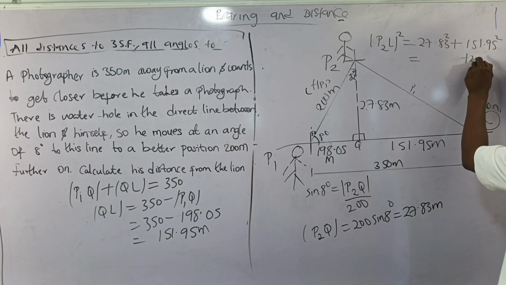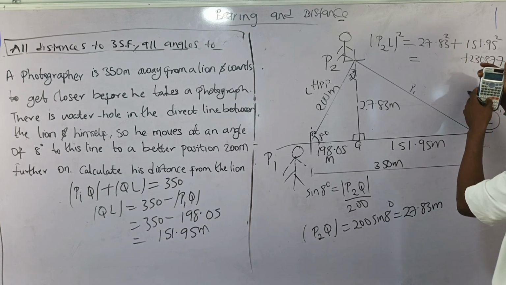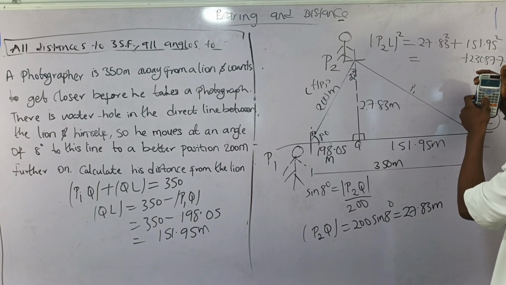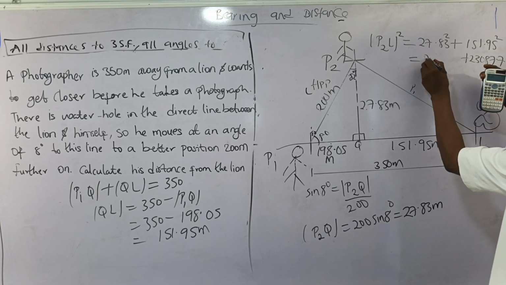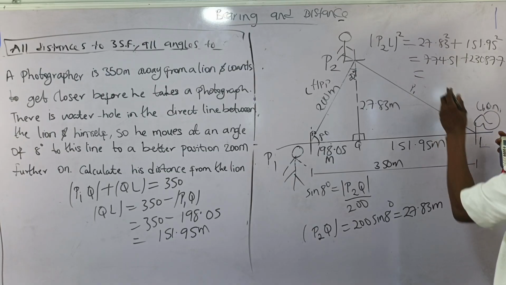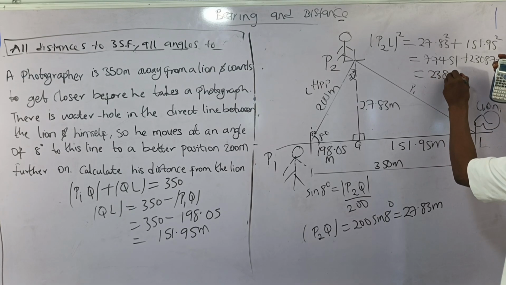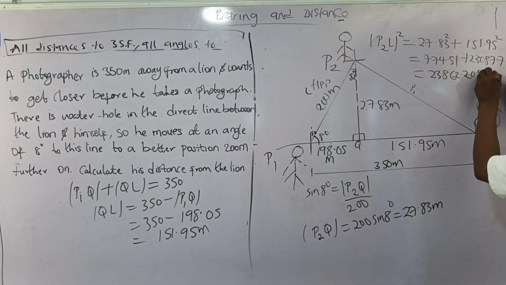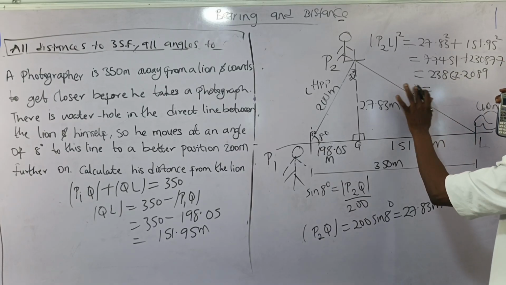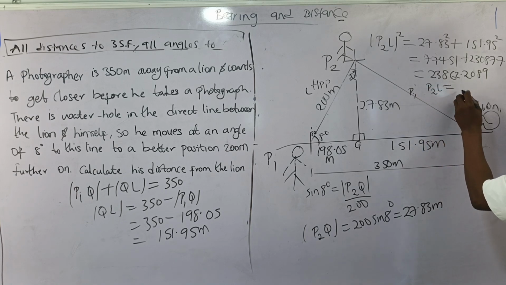151.95 square will give me 23087.7, and 27.83 square will give me 774.51. If I add them up, 23087.7 plus 774.51 gives me 23862.289. And if I take my square root, I will have P subscript 2L equal to the square root of this.